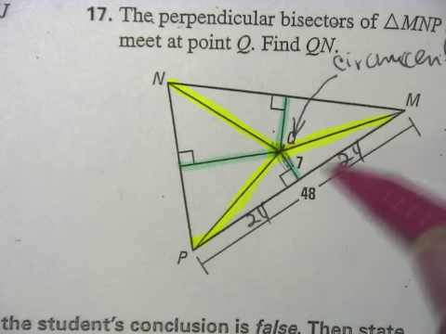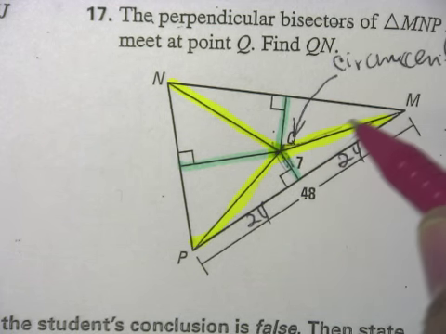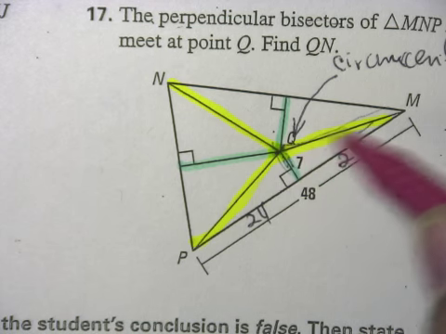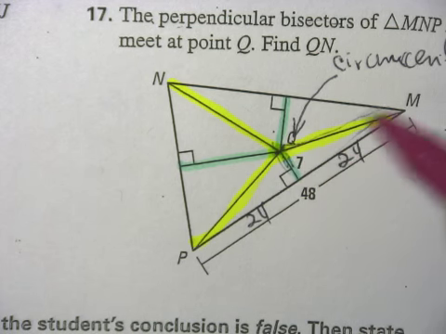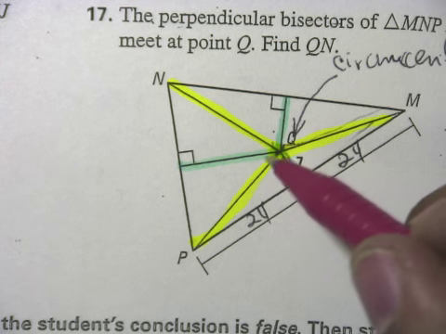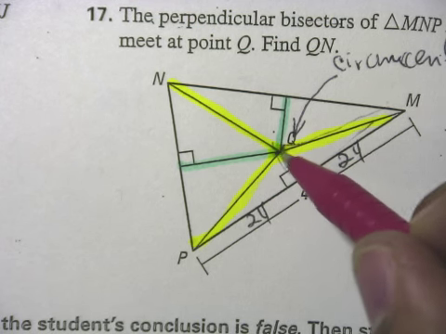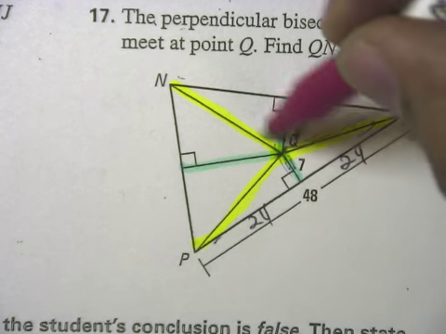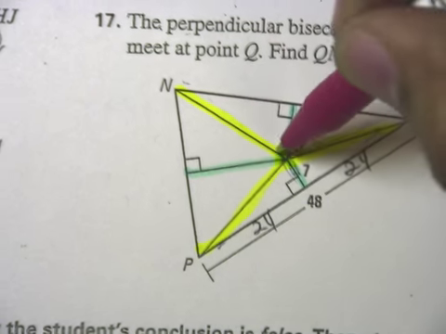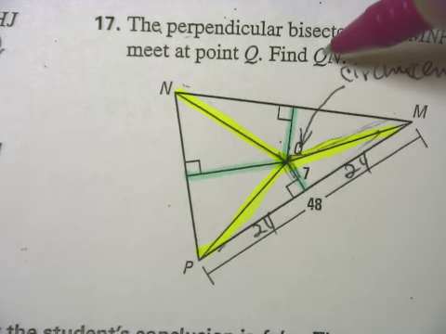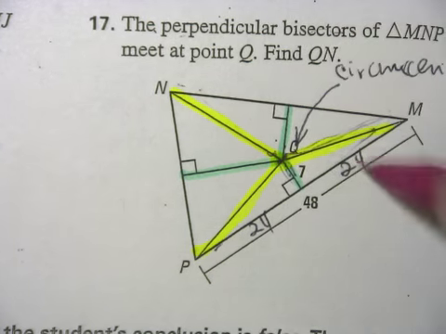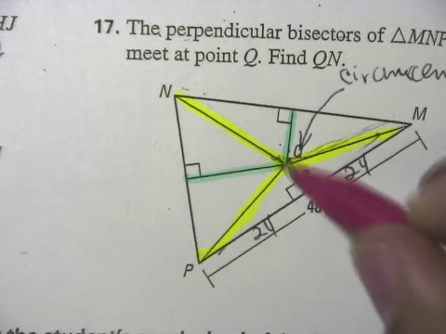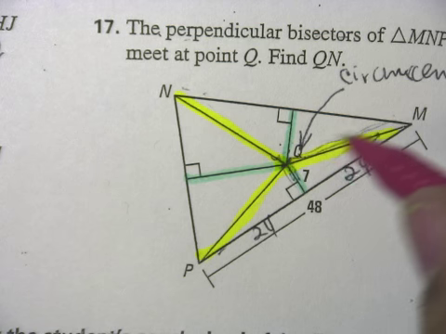Okay? And I know that this is 7. I know that this is 48, and I know that this is a perpendicular bisector, so this is 24, and this is 24. Well, if this is 7 and this is 24, then I can find this missing side right here, this hypotenuse of the right triangle. And you might be saying, well, why is that useful? Why do I need to know what that side is? Well, remember that this point is the same distance from all of the vertices. So if I find the length of this yellow line here, I'm also going to find the length of this yellow line here, because they're the same.